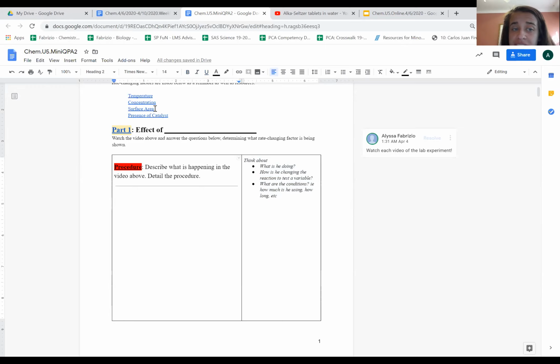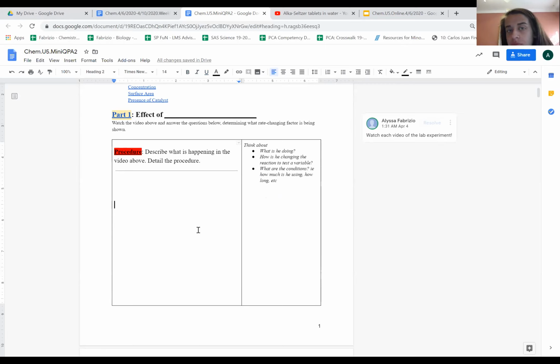Again, going back to these 4 variables. So what is he doing? What is he varying in his lab procedure in order to change a certain variable? And so what are the conditions? How much is he using? How long?